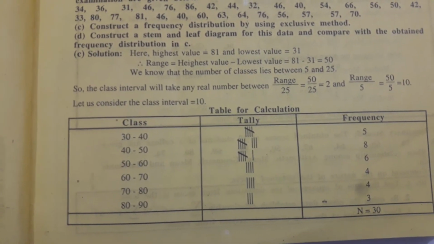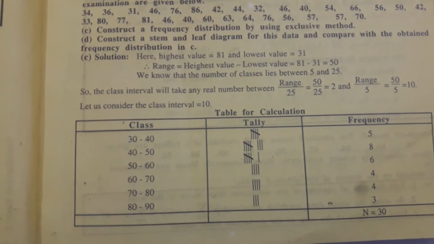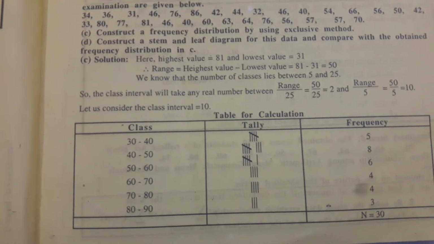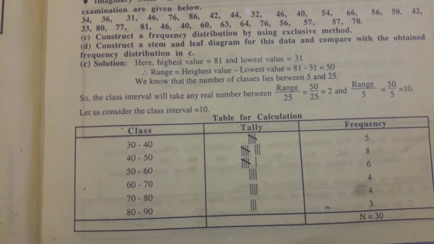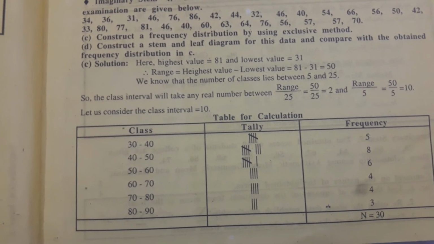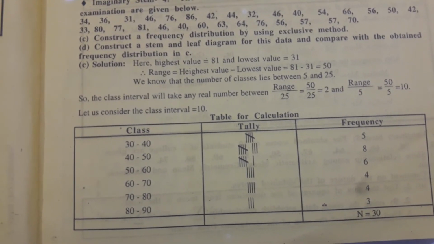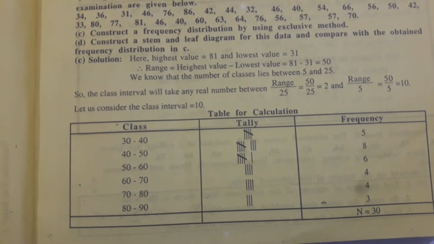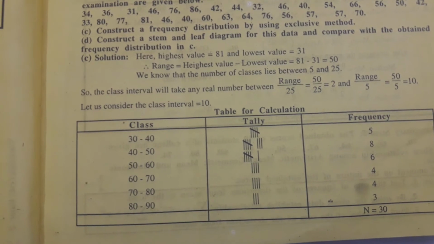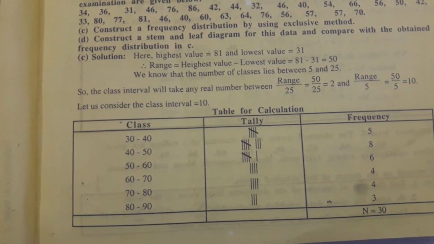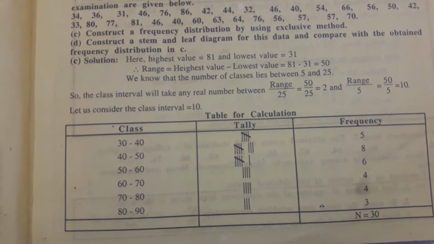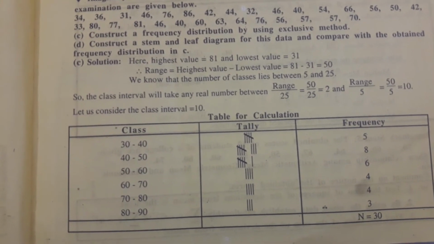Table for calculation. Lowest value 31, so we can start with 30 to 40 for the exclusive method. Next 40 to 50, 50 to 60, 60 to 70, 70 to 80, 80 to 90. We know that the upper limit 40, this value we can find in the next class. 40 identifies the next class.